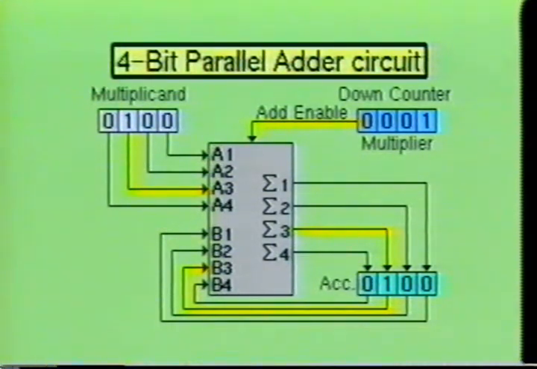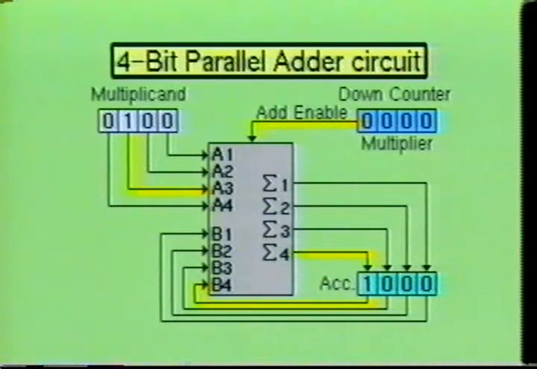Next, the multiplier again decreases by 1, which in turn enables the adder stage to add the inputs of A1 to A4 with the inputs of B1 to B4. At this point, inputs A1 to A4 have a binary value of 4, and inputs B1 to B4 also have a value of binary 4. Therefore, the accumulator will store this sum as a binary 8.